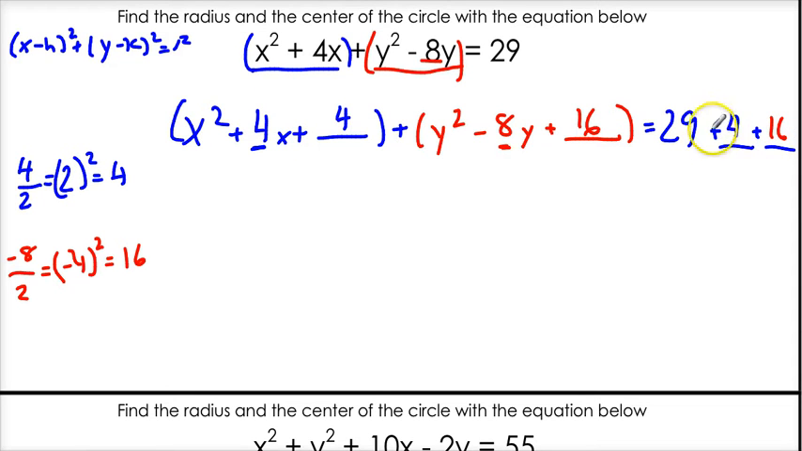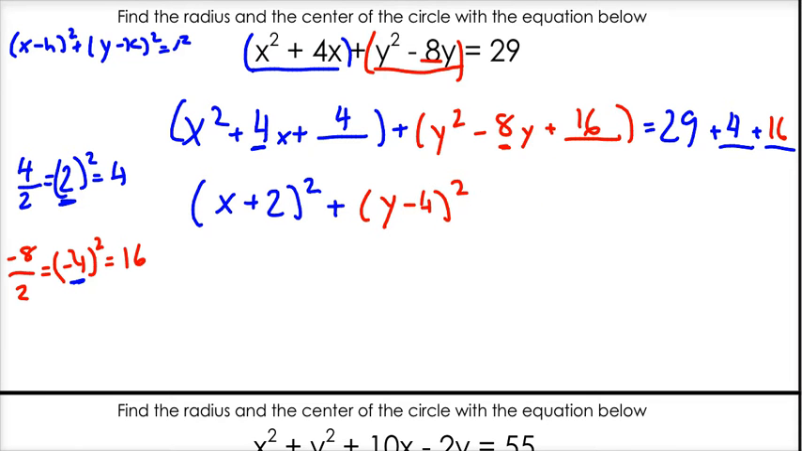Let's add those on. All right, this factors to x plus, we take half of this number, 2 squared, plus, and I just want to repeat that this is the number that we use when we factor it, plus y minus 4 squared, and that's equal to 29 plus 4 plus 16, which is 49. Now we have it in the form that we remember. That's the form. We're good here.